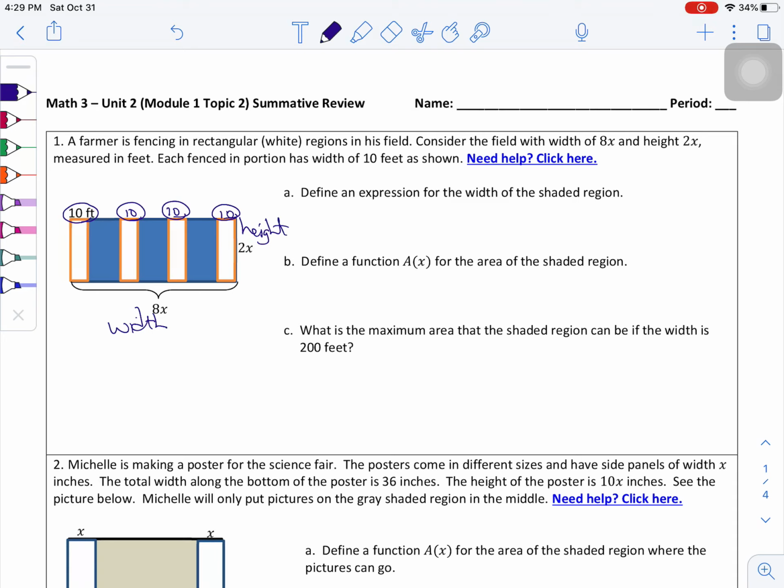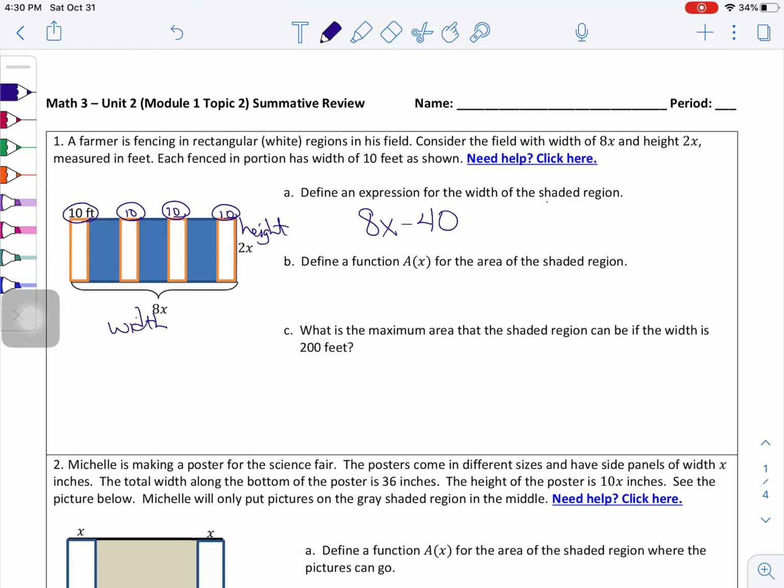So it says for part A, define an expression for the width of just the shaded region. So the whole width we know is 8x, but for the shaded region, we would need to remove these little white fenced in parts. So there's 1, 2, 3, 4 of them that need to be removed, and each one of them is 10 feet across. So that's a total of 40 feet that needs to be removed to just get the shaded region. So the width would be the original 8x minus 40 feet.